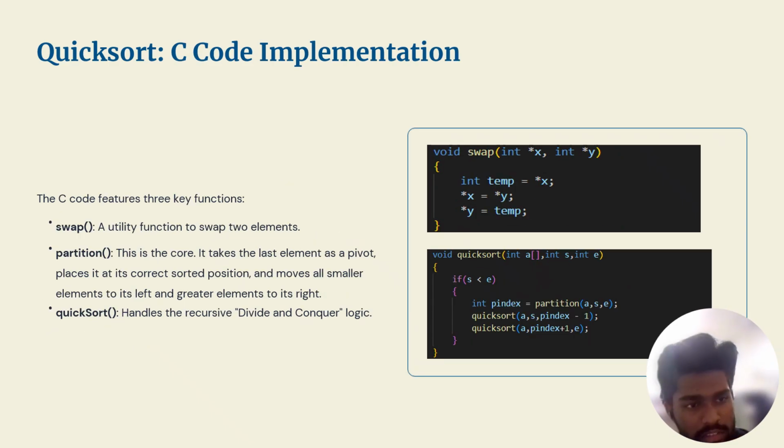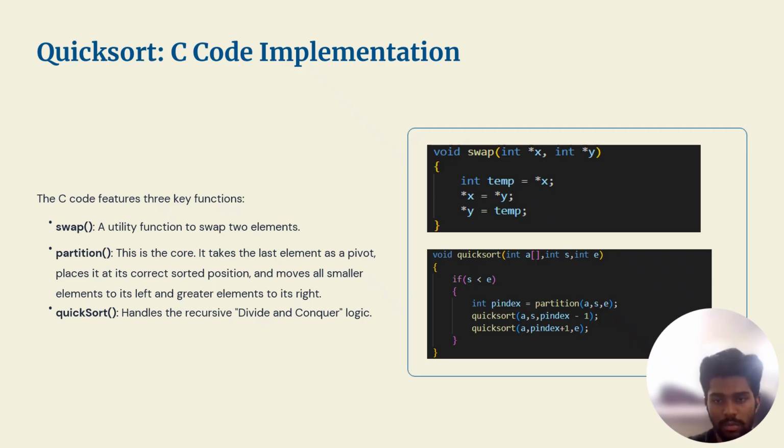In the previous slide, we have seen how the partition works. Now let's see how the Quicksort C code implementation works. There are three key functions. First of all, the swap function. The utility swaps two integers using a temporary variable, the standard swapping technique: temp is equal to *x, *x is equal to *y, then *y is equal to temp. They are already covered in the details of the previous set. Then the partition function is the core of the algorithm, responsible for the organization of elements.